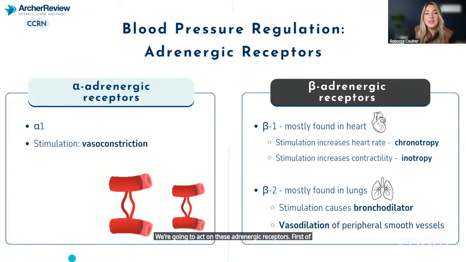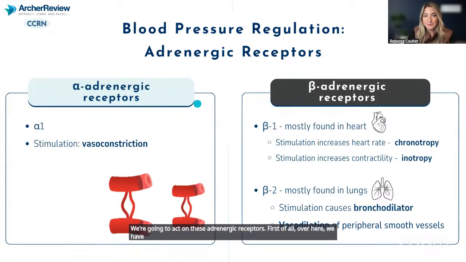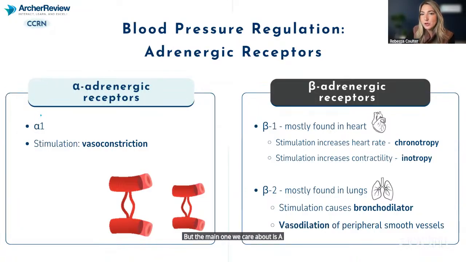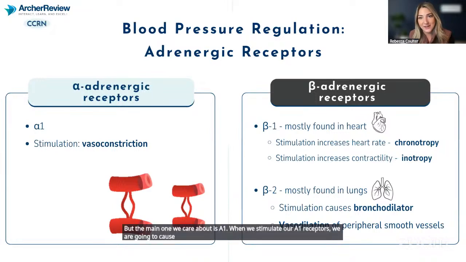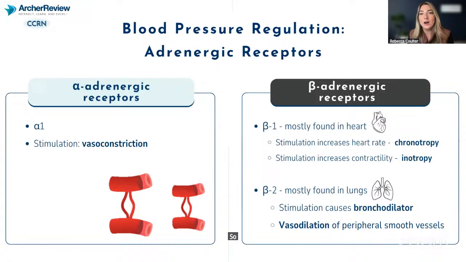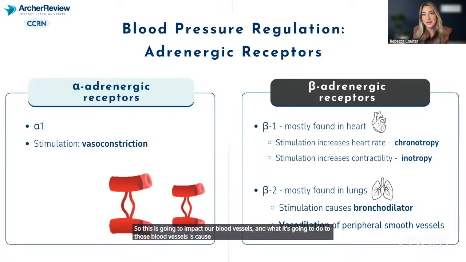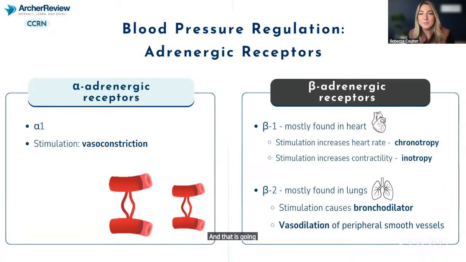First of all, over here, we have alpha adrenergic receptors. And the main one we care about is A1. There's technically A2 as well, but the main one we care about is A1. When we stimulate our A1 receptors, we are going to cause a change in our blood vessels. What it's going to do to those blood vessels is cause vasoconstriction. So we're going to clamp down all the hoses in our body. And that is going to do what to blood pressure? We know this. Someone tell me. What's going to happen to blood pressure when we cause vasoconstriction?